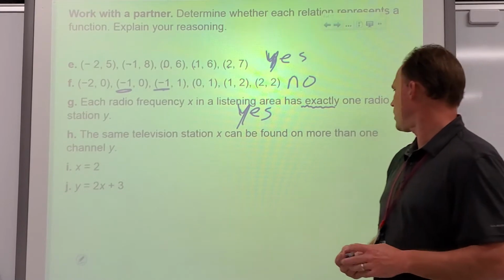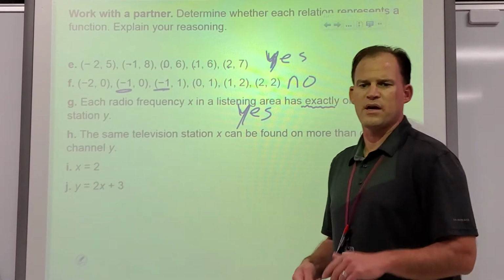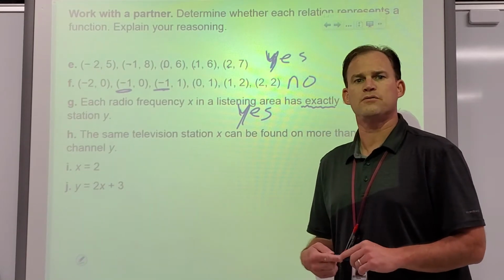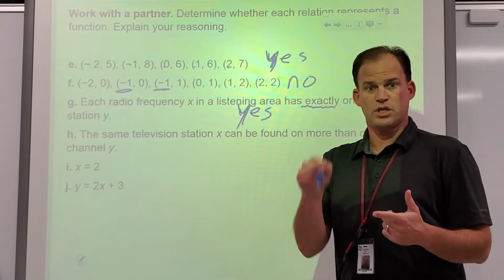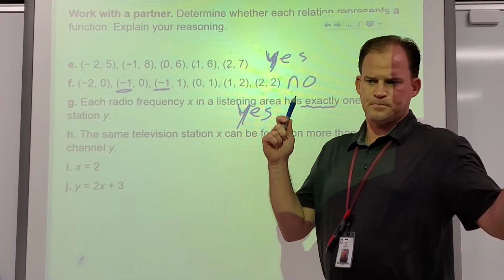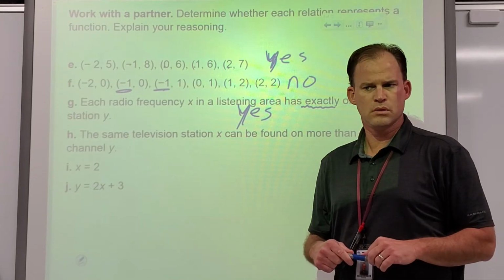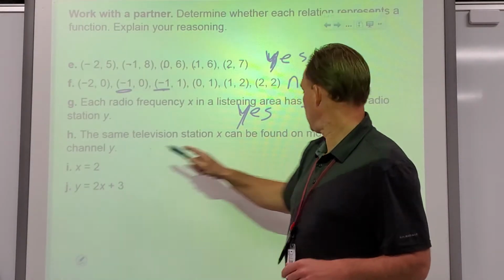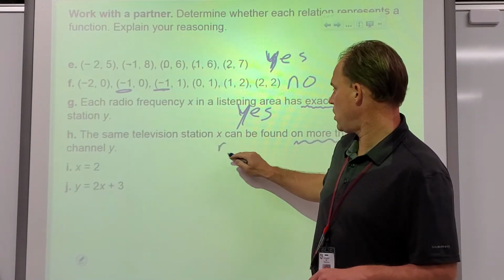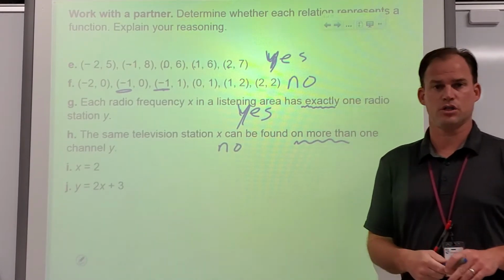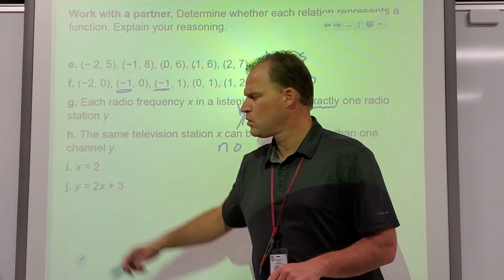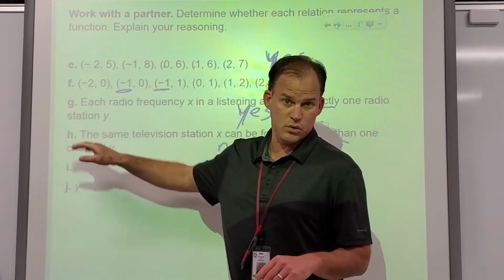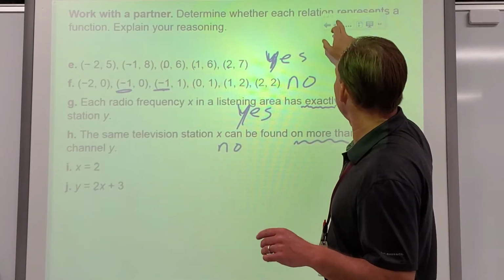H, same television station can be found on more than 1 channel. If I have a Charter cable and I want to watch Channel 5 News, are there more than 1 way I can watch the Channel 5 News? Yes, there is. If I go to Channel 5 or if I go to 705, there's 2 ways to watch it. So, same station can be found on more than 1 channel. That's kind of a key right here. More than 1 way to do it. No, not a function. And we'll talk about those later. I don't want to get into that. I just want to get into the rest of those because this is actually what we're going to be doing in this chapter, graphing these functions at some point.